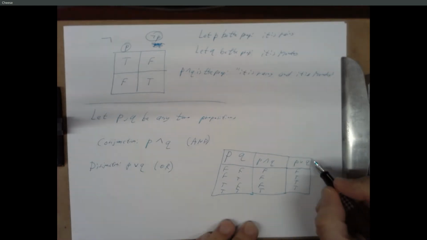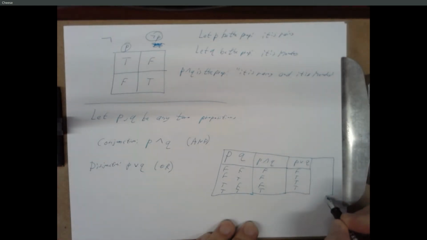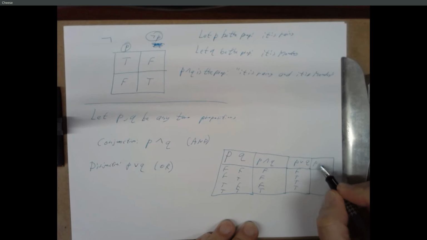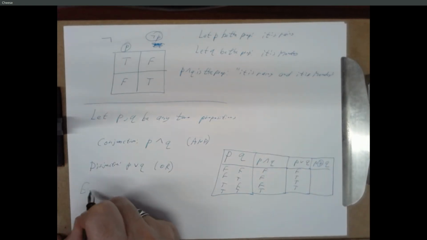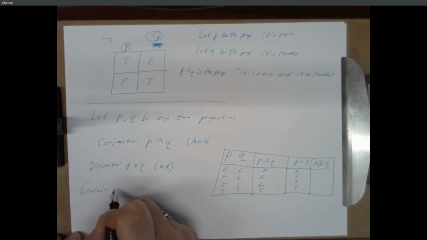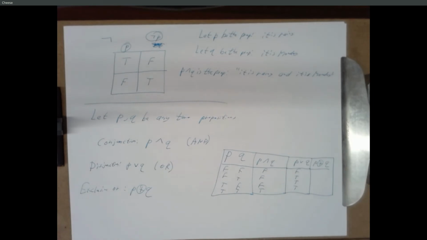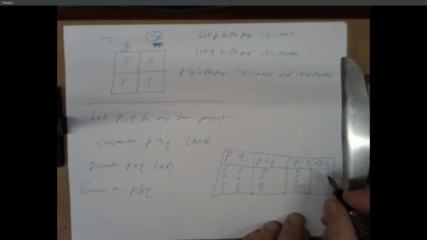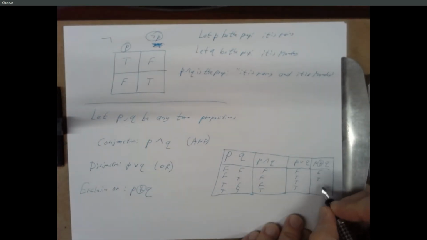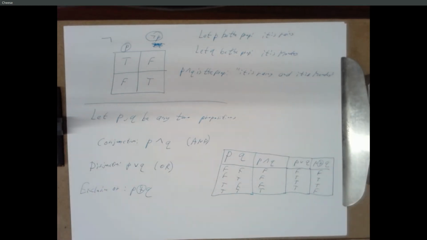And we don't usually talk about this too much. But there's also an exclusive OR, which is the plus sign in the circle. And it's kind of like a disjunction, except it requires that one of those propositions is true and the other is false. That actually doesn't pop up a whole lot in logic.